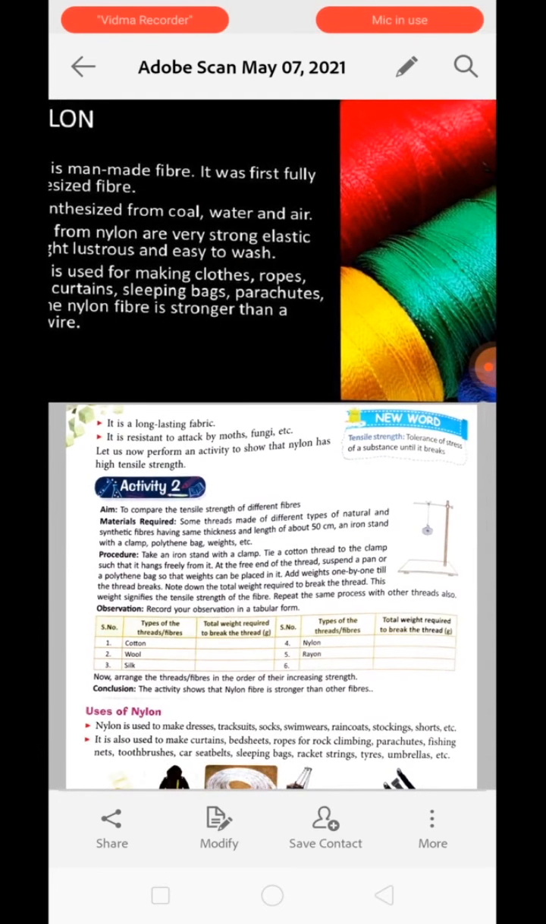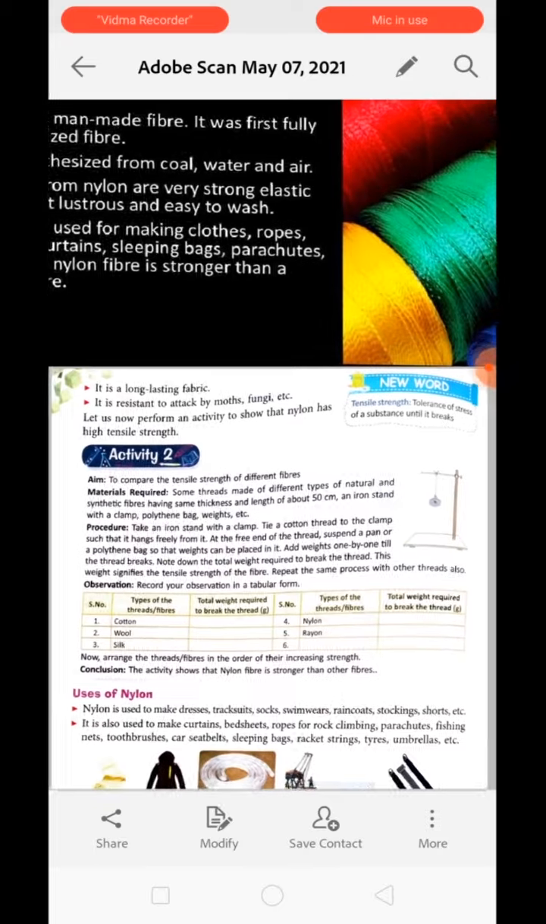Now, it is also a long-lasting fiber, and it is resistant to the attack of moth and fungus, because if we are talking about natural fiber, they are made up of cellulose, which is a kind of carbohydrate. So obviously over there the moth and fungus attack, but nylon is made up of petrochemical substances, and hence the moths cannot attack it because they are not going to get food from it. Understood?